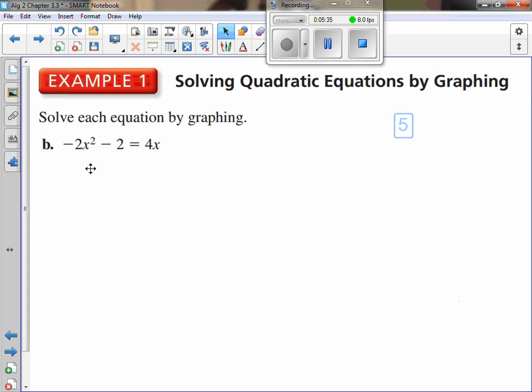And that's the graph. Let's look at the next one. Let's look at this one here.